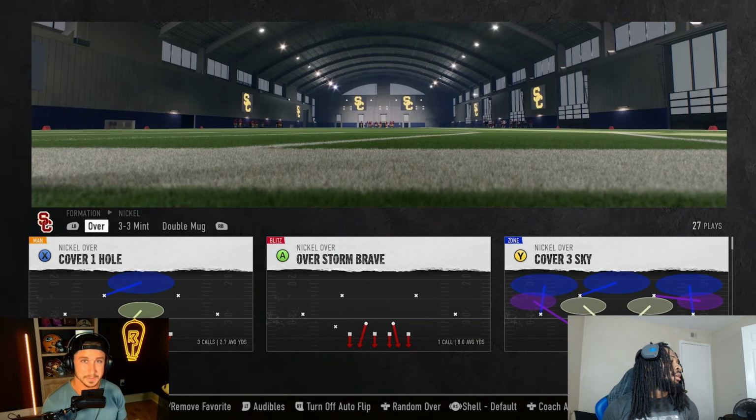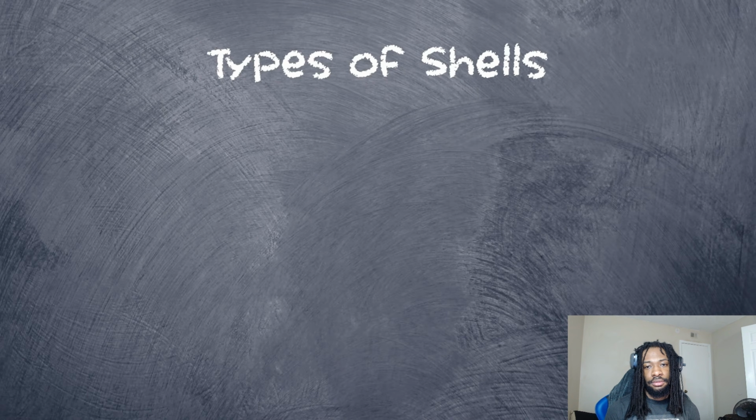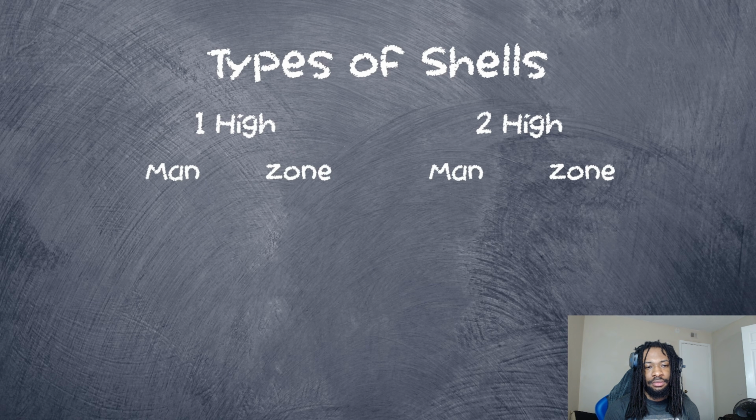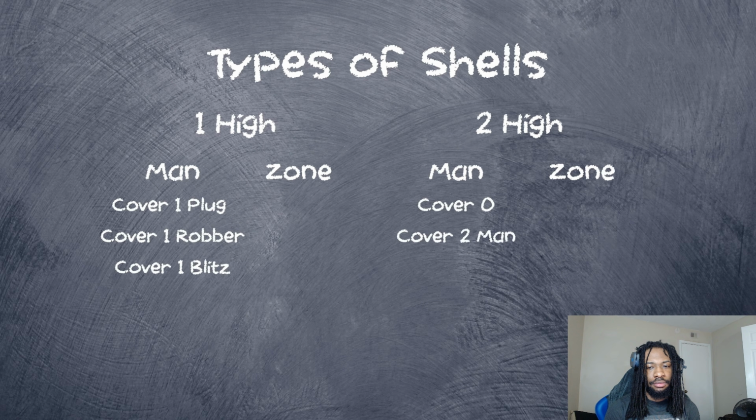All right, we're going to keep this as simple as possible. Think of it this way: there are two shell types, one high shells and two high shells. Within each of those there are different types of coverages, but there are only two coverage types, man coverages and zone coverages. On the man side, you have cover one plug, cover one robber, cover one blitz, cover zero blitz, and cover two man. On the zone side, you have cover two, cover three, cover four, and cover six. All of those are the main types that everything in these playbooks is based on.